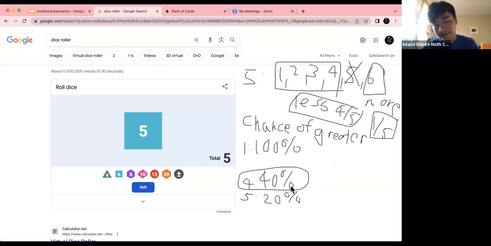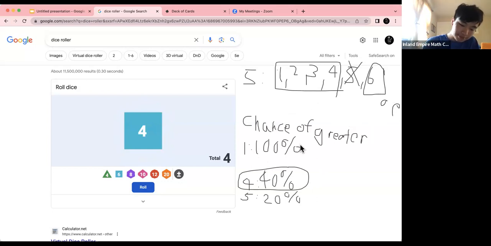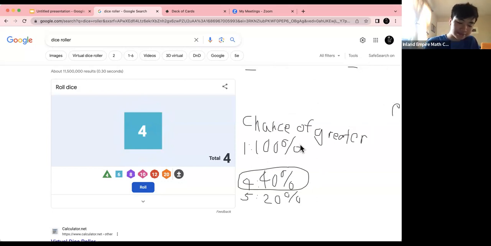Okay, but if we notice, there's actually a pattern here. Notice how for 1, the chance of it being greater is a 100% chance. And then for 4, it's a 40% chance, and for 5, it's a 20% chance. I think this pattern will be a lot clearer if we also calculate it for 2.